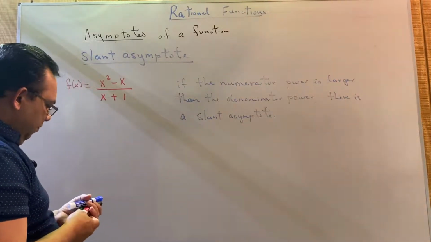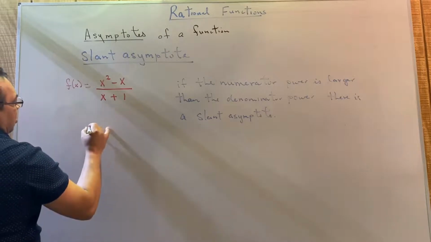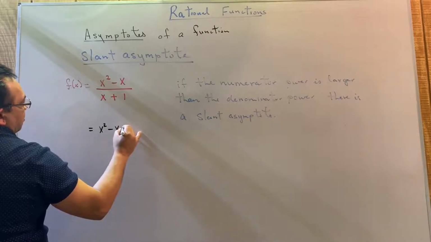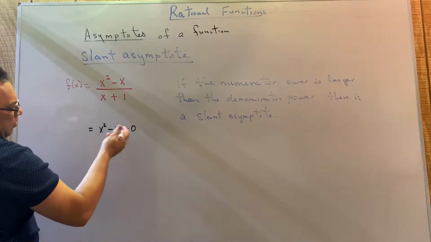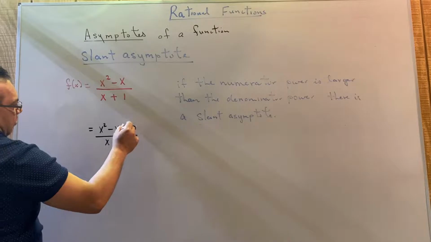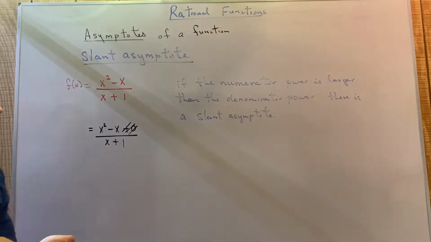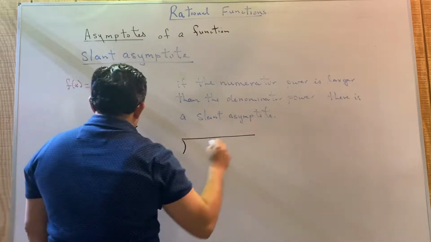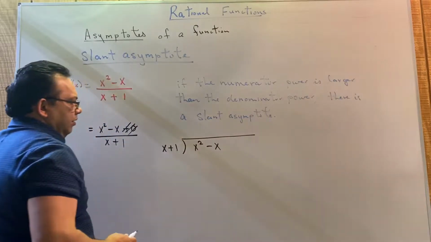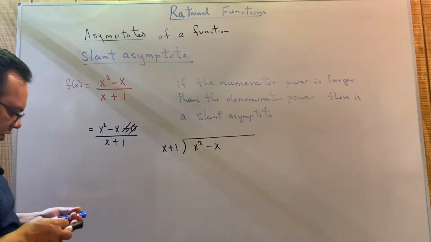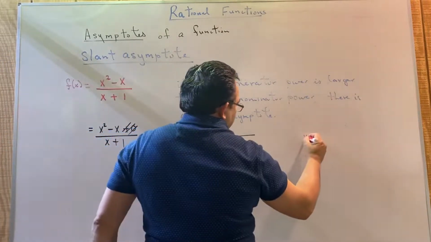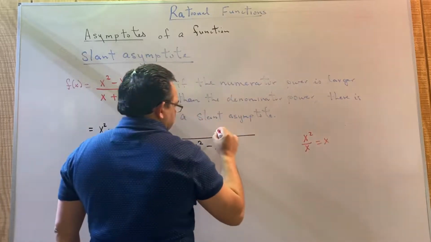So how do we find it? Well, notice that this is the same if I fill in the missing terms: x squared minus x plus 0, over x plus 1. You don't have to write a 0, but notice it's quadratic. So what we're going to do is perform long division. x plus 1 goes here, and x squared minus x goes in there. Remember how we perform long division: x squared, only the first term, divided by the first term on the outside. So x squared divided by x is equal to x, and we write it above the x term.